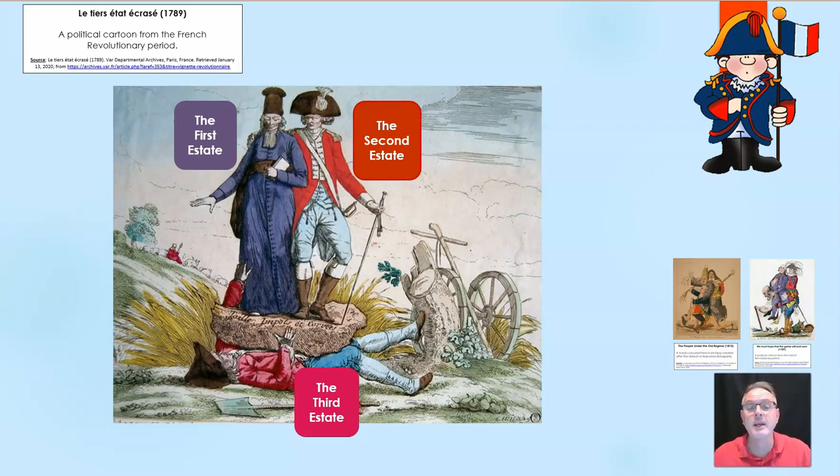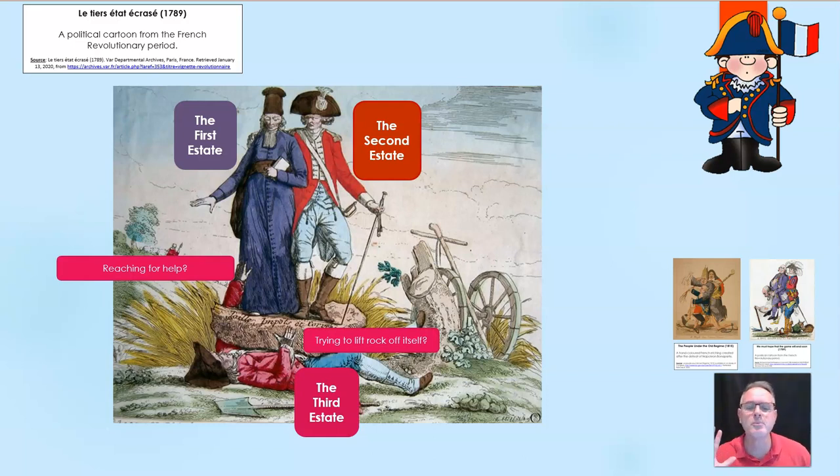The second estate in much more modern clothing now. The nobility, the military officers. We've got his sword, we've got his staff. He is clearly in command. This is the second estate. And we have our third estate. Third estate trapped under a rock.